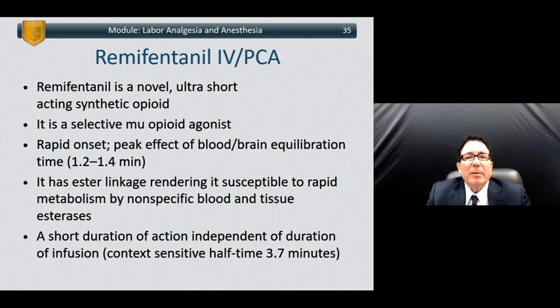The new kid on the block is remifentanil, which can be used either IV or in a PCA pump. It's an ultra short-acting synthetic opioid. It's a selective mu opioid agonist. It has a very rapid onset, with a peak effect and blood-brain equilibration time of 1.2 to 1.4 minutes. It is susceptible to rapid metabolism by nonspecific blood and tissue esterases, and has a short duration of action that's independent of duration of infusion.